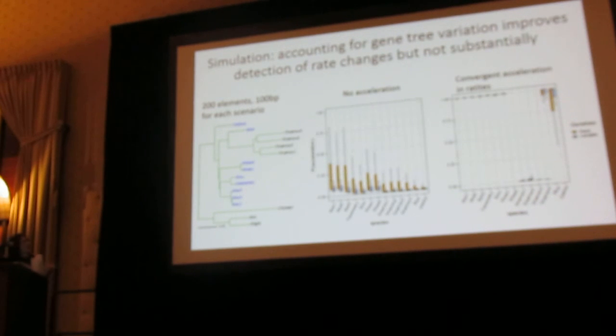rate change. And we compare the model with fixed tree and the model with variable tree. The yellow bar shows the results with fixed tree, and the blue bar is the result for variable gene tree. From these results, the model with variable tree has better performance detecting the rate shifts than the fixed tree model. And the result is similar for the simulation with convergent evolution in red hats.